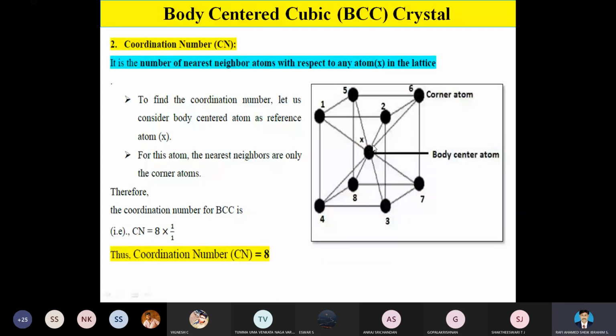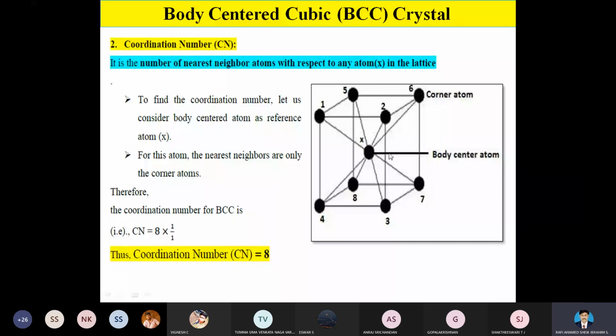If you consider this body centered atom as the reference atom, then the nearest neighbors for this reference atom are only the corner atoms. So there are 8 corners, and each corner occupies 1 corner atom. Considering the body centered atom as the reference atom, this body centered atom is shared only with its own unit cell. So here we can write 8 into 1 by 1, that is 8. So the number is 8.